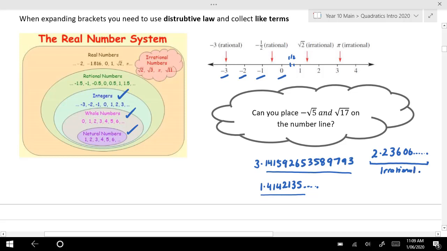So negative the square root of 5 is about negative 2.23, so it's probably around about here, and I'll put negative the square root of 5 in here. For the square root of 17, the square root of 16 is 4 and the square root of 25 is 5, so it's going to be just a little bit after 4. To be precise, the square root of 17 is about 4.12 roughly. So if there's 4 and there's 5, the square root of 17 would be around about there.